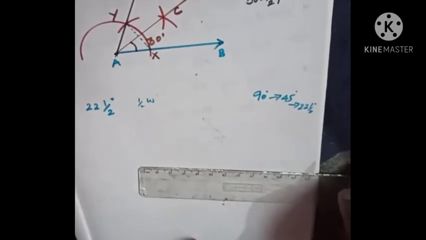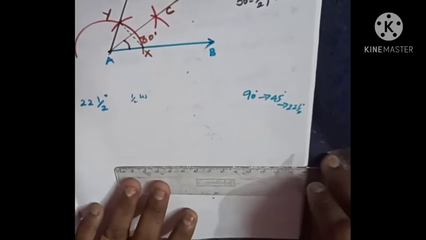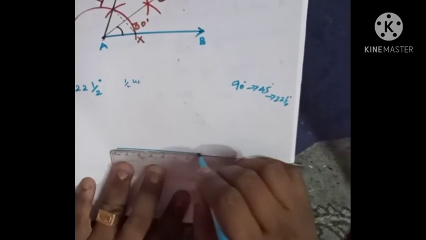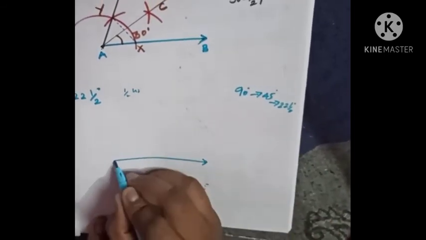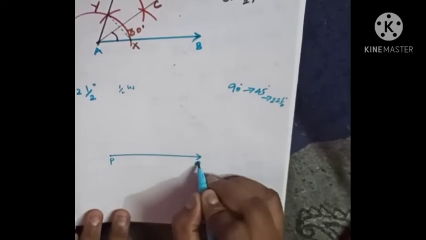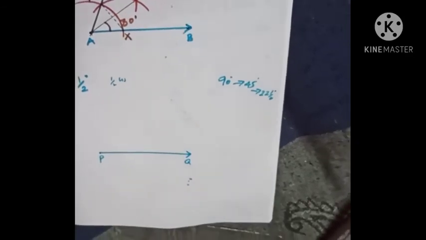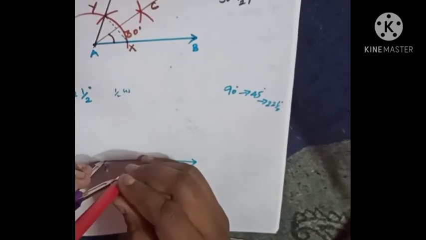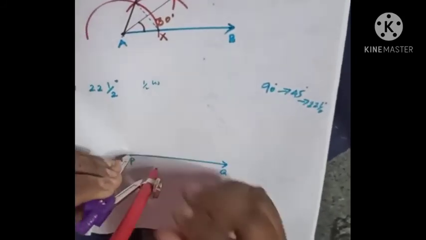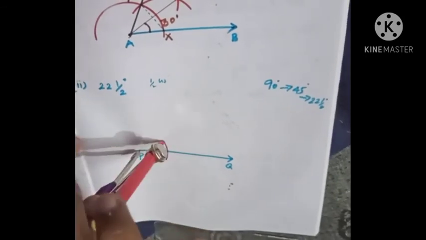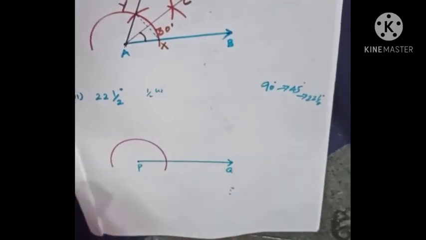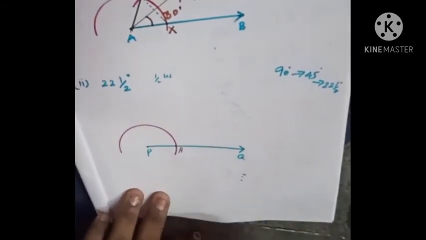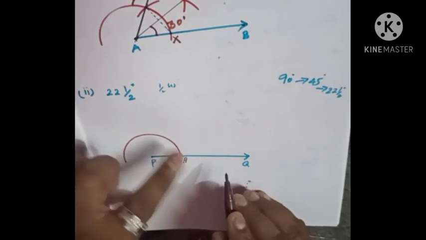Okay, so for that I just draw the basic ray as it is the same. I draw a basic ray like this, and here I name it as PQ. I take any convenient radius, and I draw the basic arc like this. Now I name this point as A. So first draw a ray, and this is the basic arc.